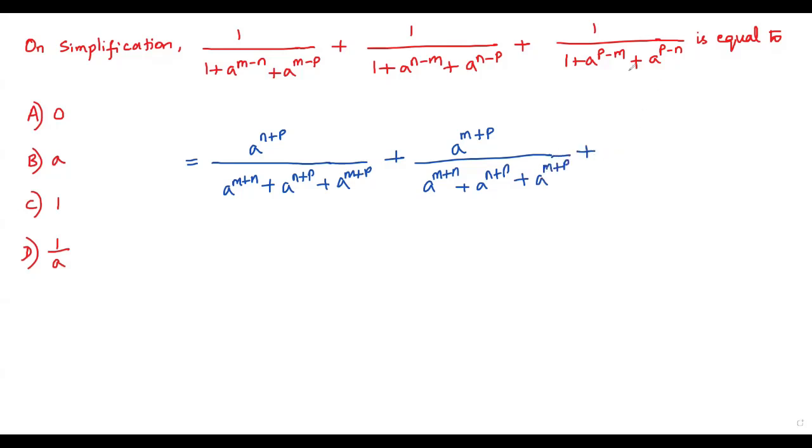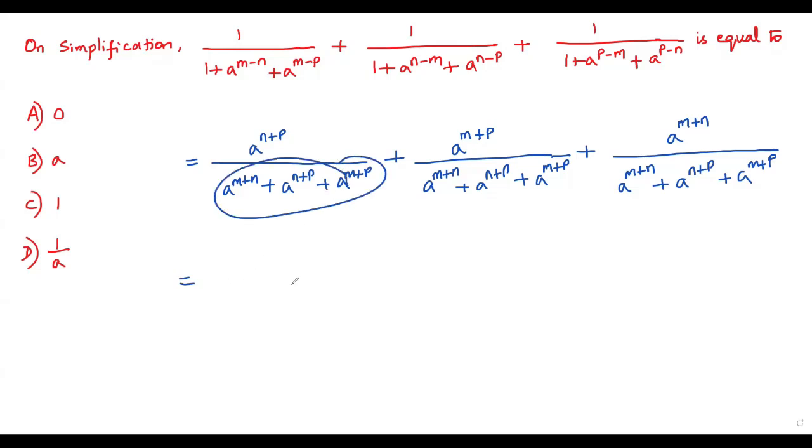And here in the third term, m and n are subtracted from p. So we have to add m and n. M positive n should be taken as exponent for a in the numerator. Then we get a to the power of m positive n divided by a to the power of m positive n, positive a to the power of n positive p, positive a to the power of m positive p. Whatever denominator we have for the first term and second term, the same we have over here. Here we are adding three fractions with the same denominator. So now we can take this one as a common denominator, and we have to add the three numerators.